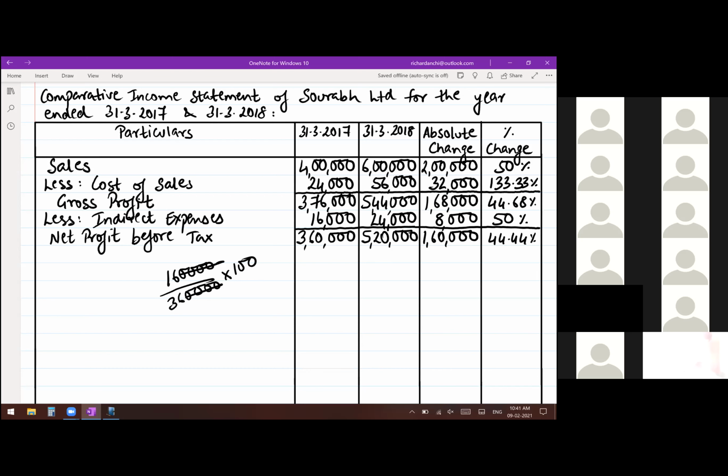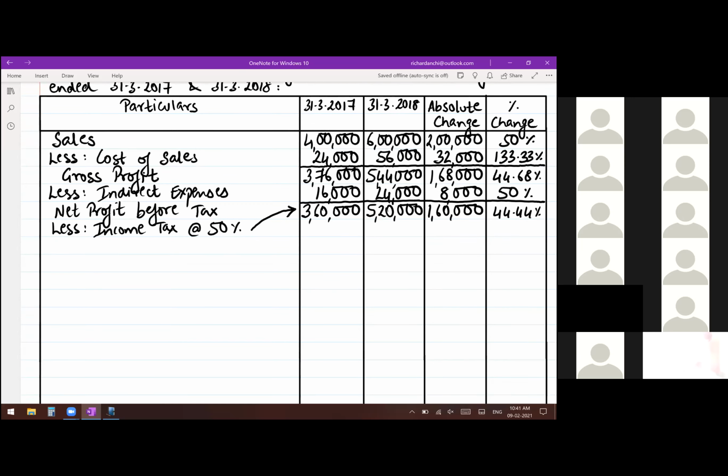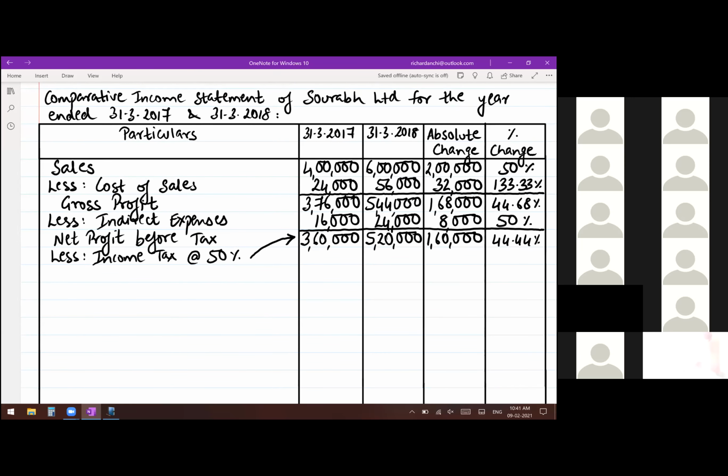And finally, now you will calculate tax. Tax also has to be paid. So your net profit will reduce further, right? Less income tax. And if you have a look, income tax in both columns, they have given you a rate and that is 50%. Whatever profit you earn, on that you have to pay tax. So calculate 50% of your net profit. For the first column, that is 2017, 3,60,000 into 50%, 1,80,000.